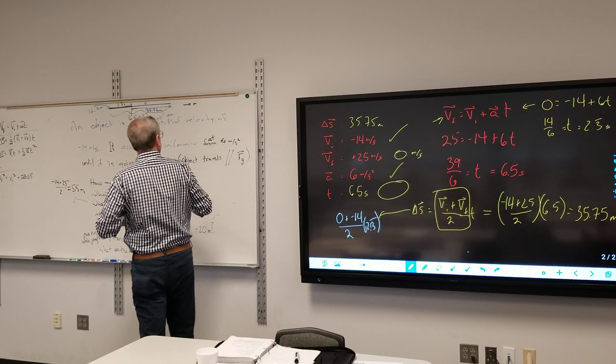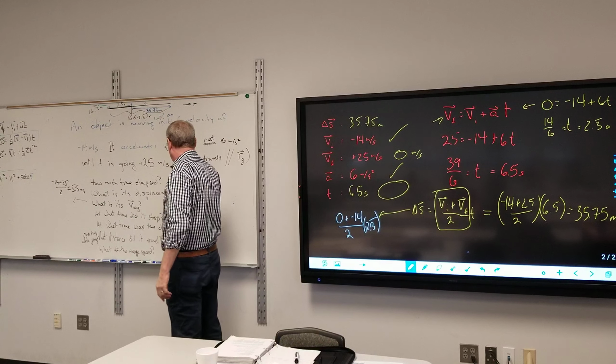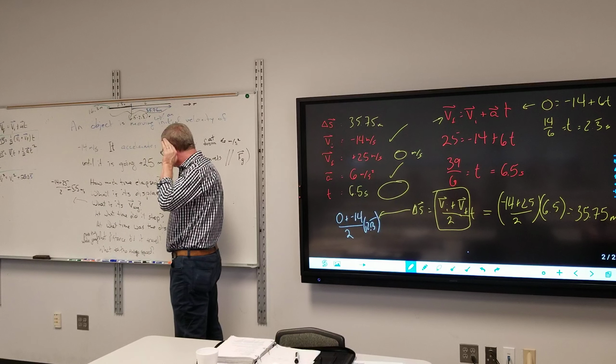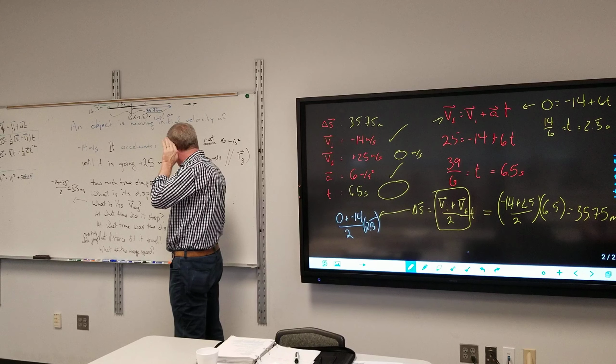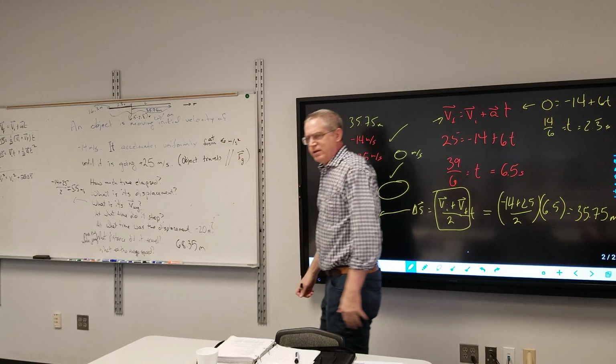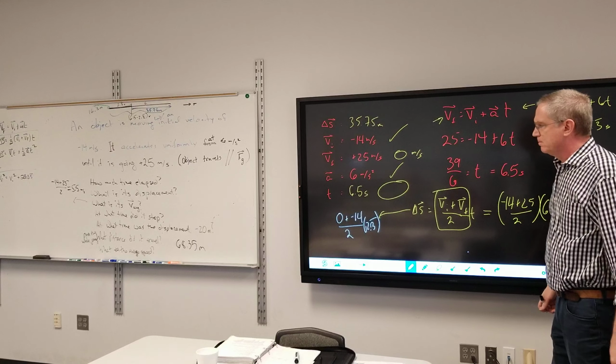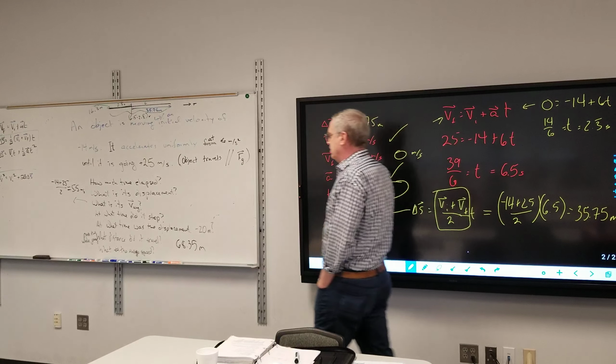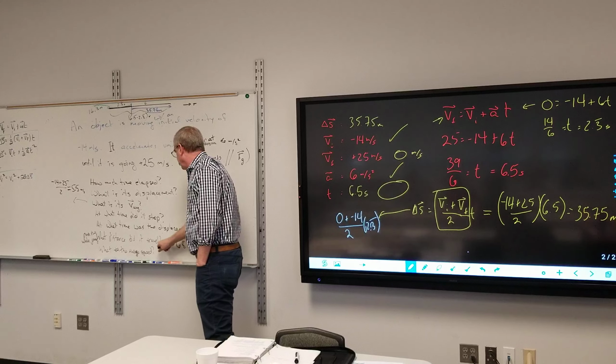If you add 16.3 repeating plus 16.3 repeating plus 35.75, you get 68.35 meters. One more time? 68.35 meters. Now you might get a slight difference depending upon how you round it. So that's the distance traveled.